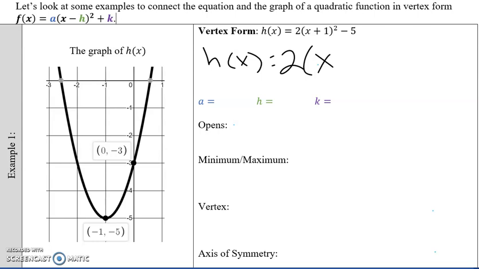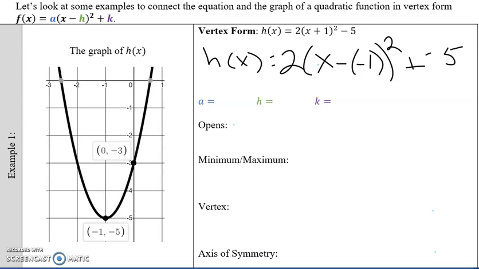So we're going to rewrite the plus 1 as minus negative 1. So x minus negative 1 quantity squared, and then it's plus k. So we're going to rewrite minus 5 as plus negative 5. So now we need to use our equation in vertex form to find a, h, and k.